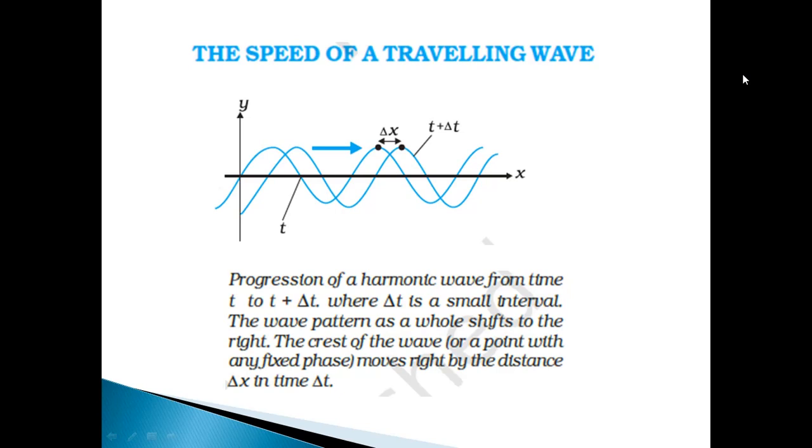So this graph shows the progression of a harmonic wave from a time t to a time t plus delta t, where delta t is a small interval of time. So the whole wave pattern shifts towards the right, as you can see, and the crest of the wave is denoted by a dot, and that dot moves towards the right by a small distance delta x in a time interval delta t.